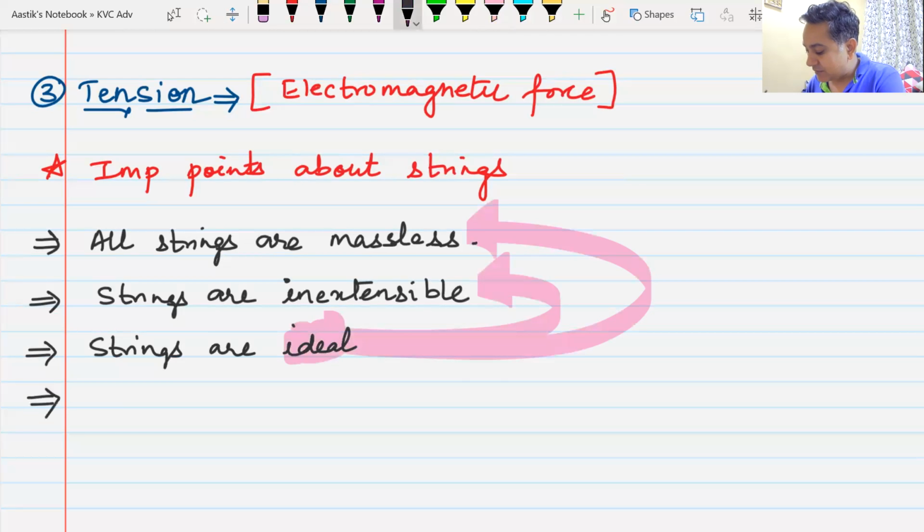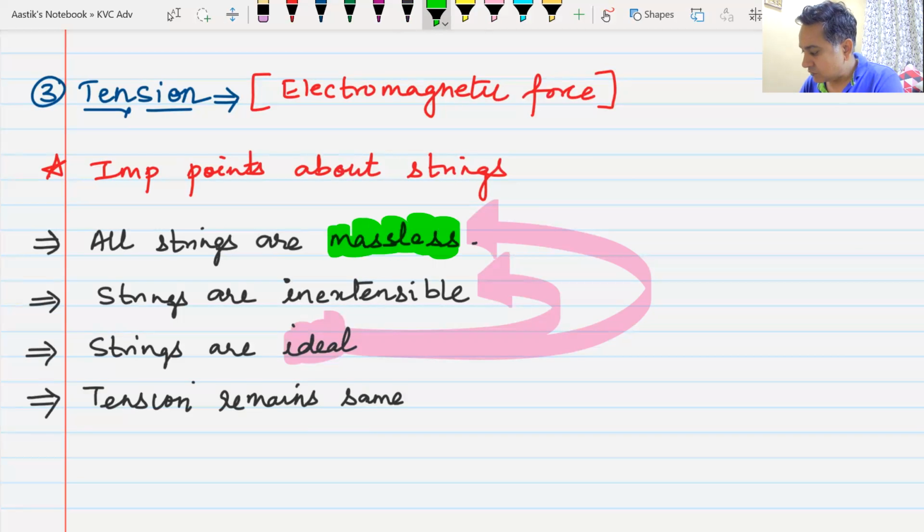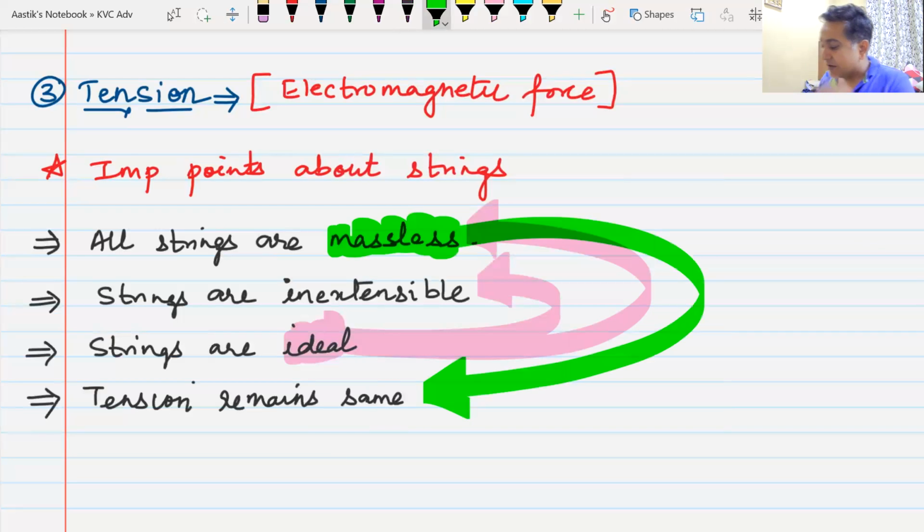Now, since strings are massless, tension remains same throughout the string. Throughout the string, tension remains same. From where does this point come? This point comes from this point. If the string has mass, the tension would be different at different points. Do we understand this? Yes, sir.